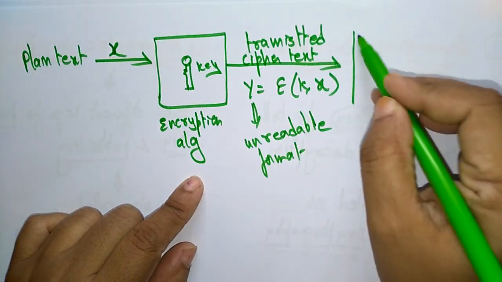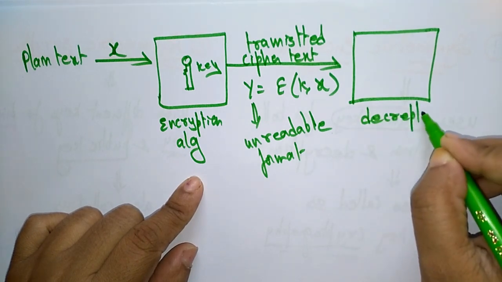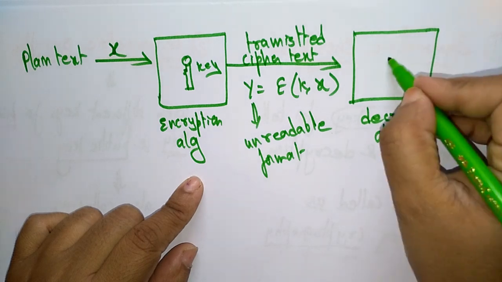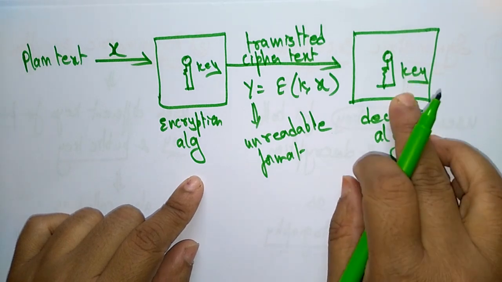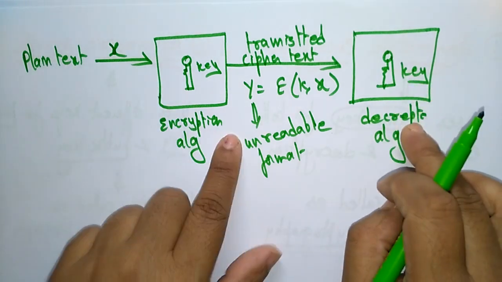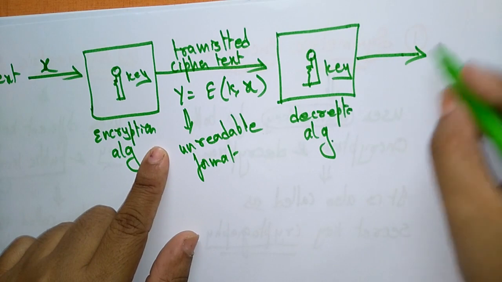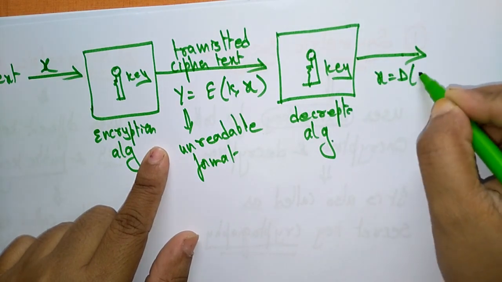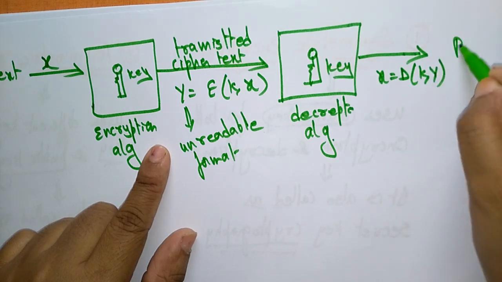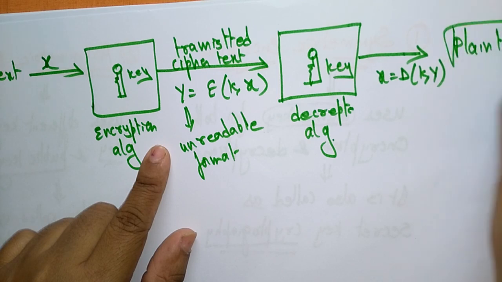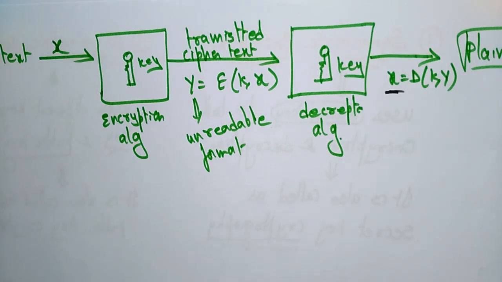After that, here you need to decrypt it. So the decrypt algorithm consists of one key. This is also the same key, a secret key shared by both the sender as well as the receiver. With the help of the secret key, the data will be decrypted. So how? X is equal to decrypt of K comma Y. And finally you will get the plain text, which is the X value. So this is how the process will be transmitted.